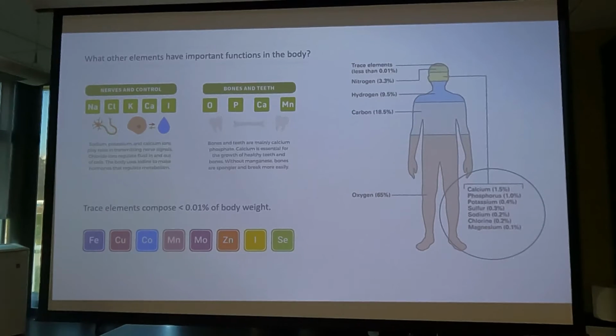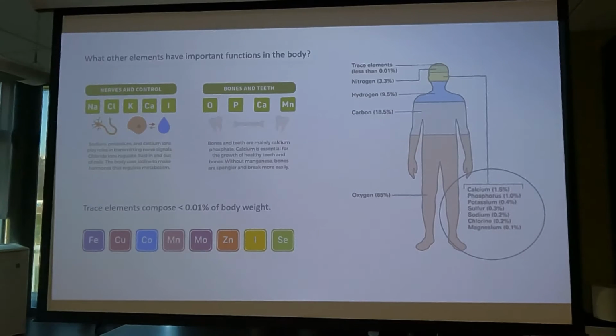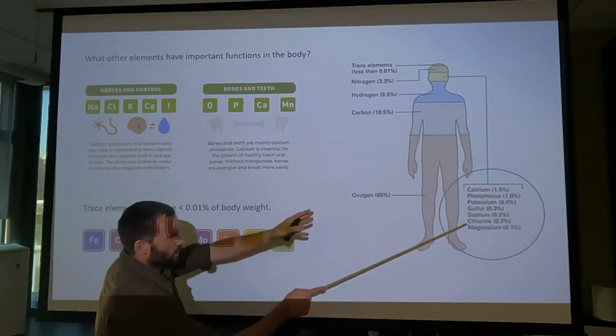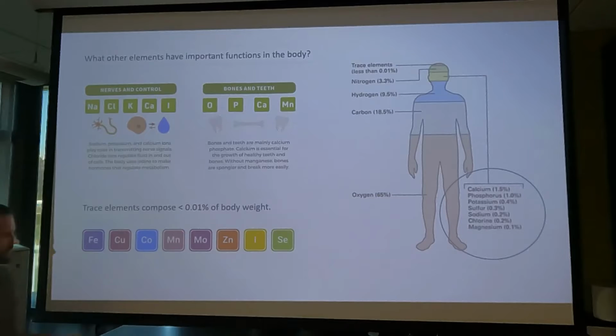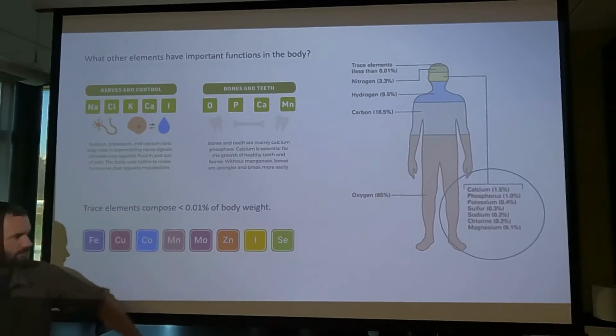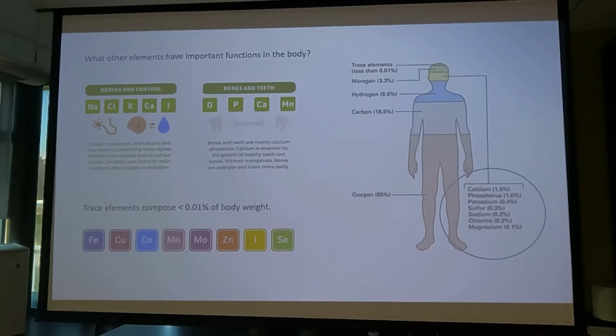Bones and teeth are mainly calcium and phosphate. So that kind of goes through all of these guys here. And then we have what we call these trace elements, and these represent the trace elements. Less than 0.1% of body weight, but very important.